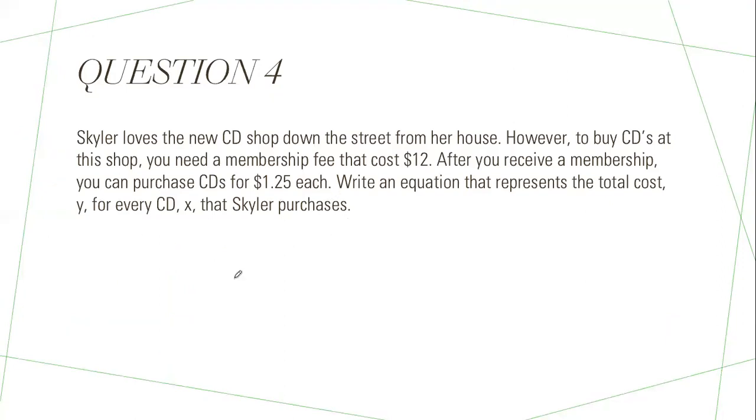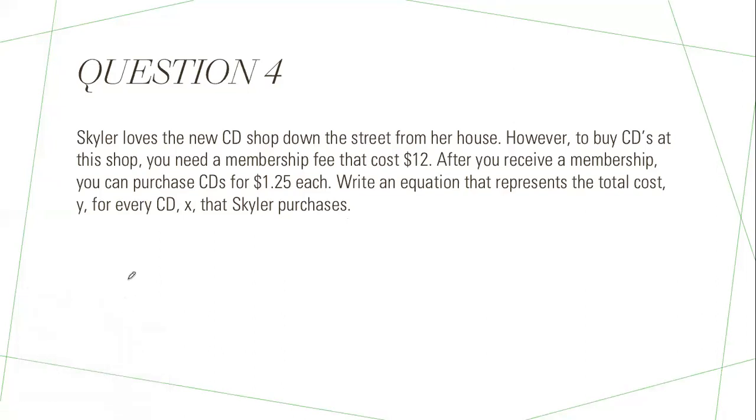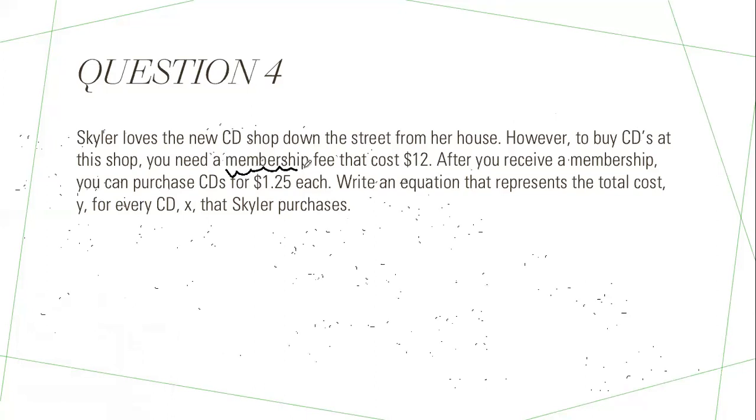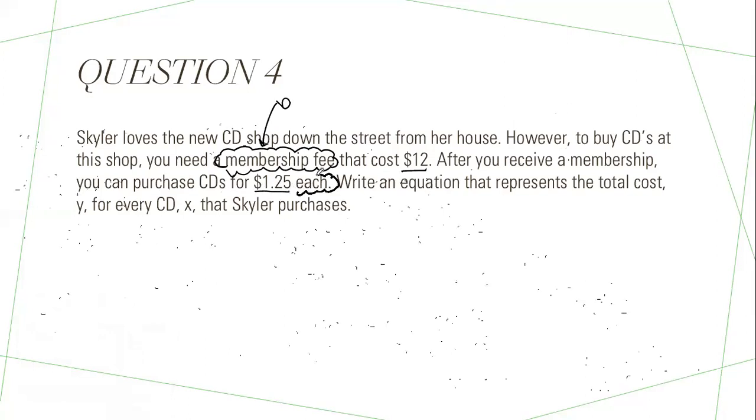So we're not solving this one. This is literally just writing the equation. Skylar loves the new CD shop down the street from her house. However, to buy CDs at this shop, you need a membership fee. Membership fee, there's my one-time payment. So I know this is talking about my y-intercept. That costs $12. After you receive a membership, you can purchase CDs for $1.25 each. Ooh, that "each" word. I know this is talking about slope.